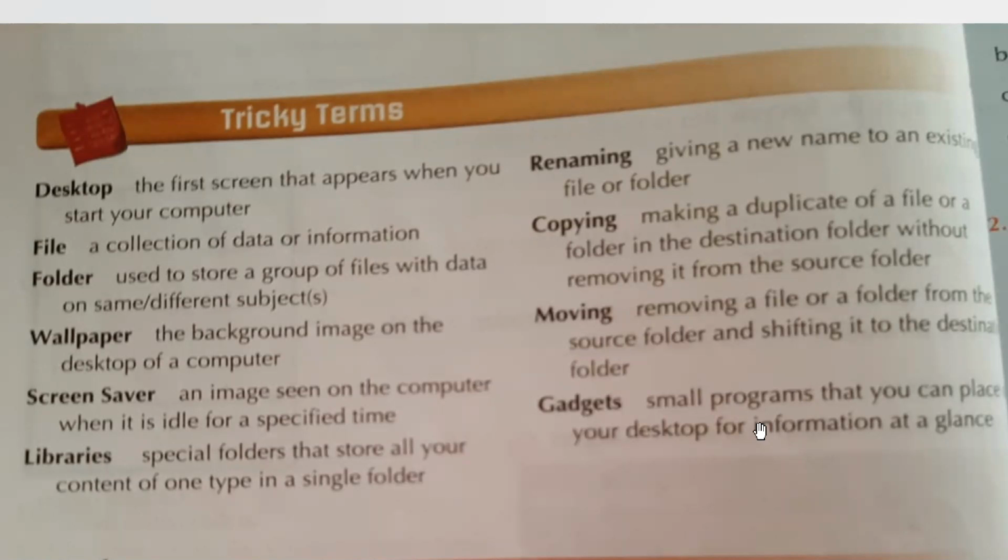Okay. And gadgets, yesterday we have seen that there are some small programs which you can have on your desktop, like a calculator could be there. You can have your clock, you can have your currency converter, you can have your calendar on your desktop, and these things are only available in Windows 7. Gadgets are small programs that you can place on your desktop for information at a glance. Okay, so now these were the tricky terms, some of the terms which were used.